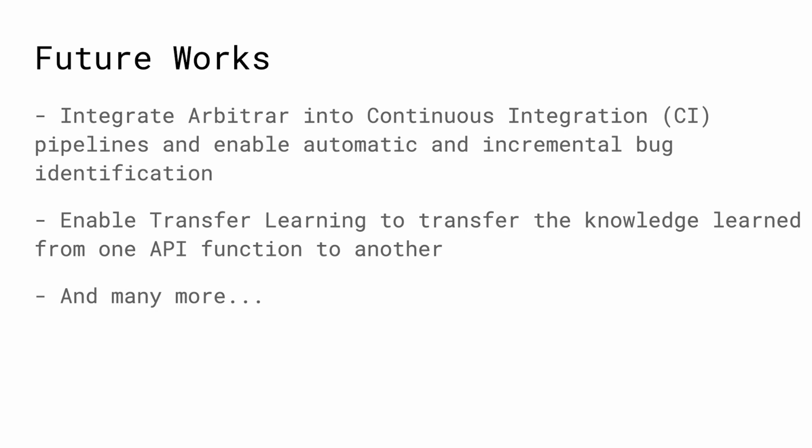Just like this interesting scenario where one bug is provided, we really want to fully utilize the extensible nature of arbitrar. For example, we can integrate arbitrar into continuous integration. This allows incremental bug finding where the knowledge of API misuse bugs can be accumulated over time. We can also enable transfer learning where we transfer the knowledge we learned from one API function to another API function. This way, we can reduce the amount of human labeling effort. And there are many more.